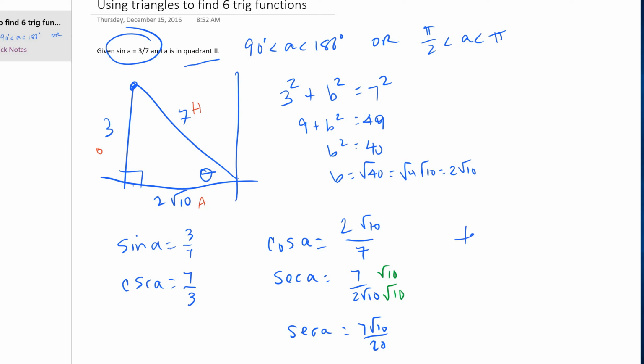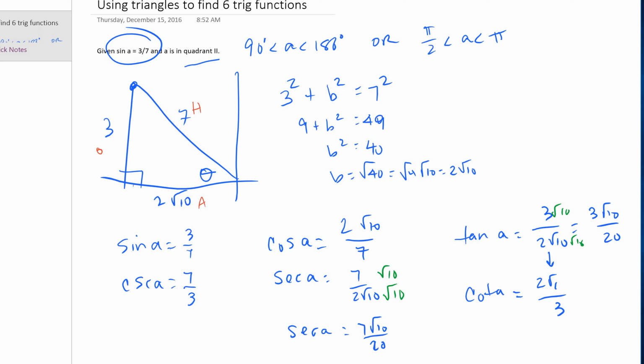I then can find tangent. Tangent of A is equal to 3 over 2 square roots of 10, which becomes 3 square root of 10 over 20. I'm doing that by multiplying by the square root of 10 here and here. If I know tangent of A, I then can find cotangent of A. Now here's something that's interesting. Instead of taking the reciprocal of 3 square root of 10 over 20, if I take the reciprocal of 2 square root of 10 over 3, so take the reciprocal from there, I won't have to rationalize twice.